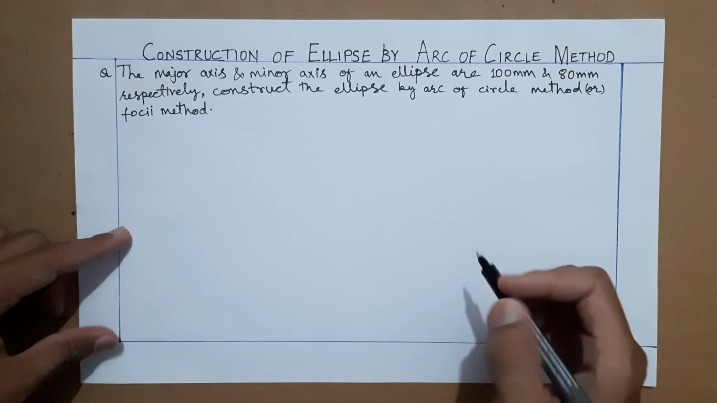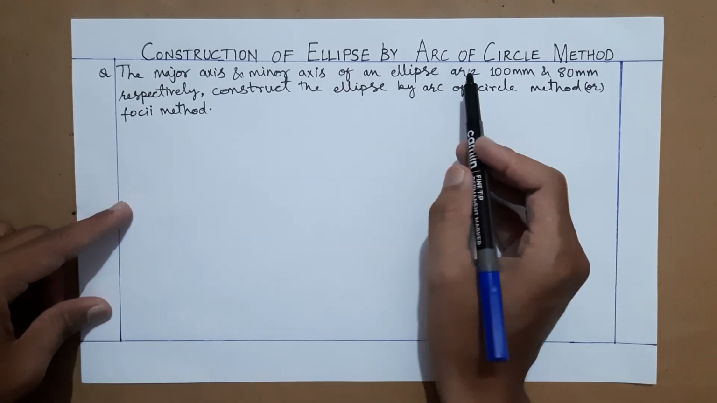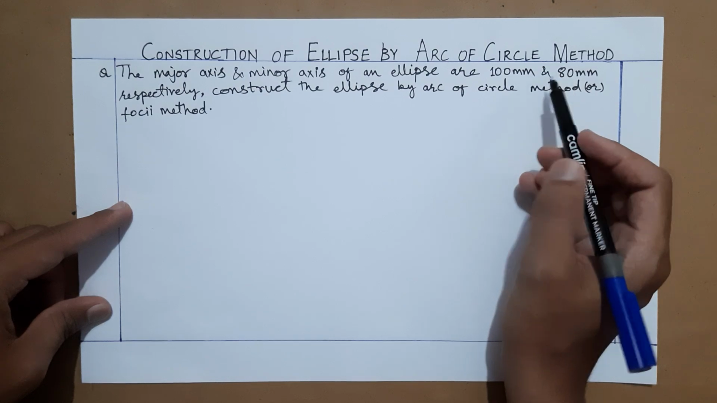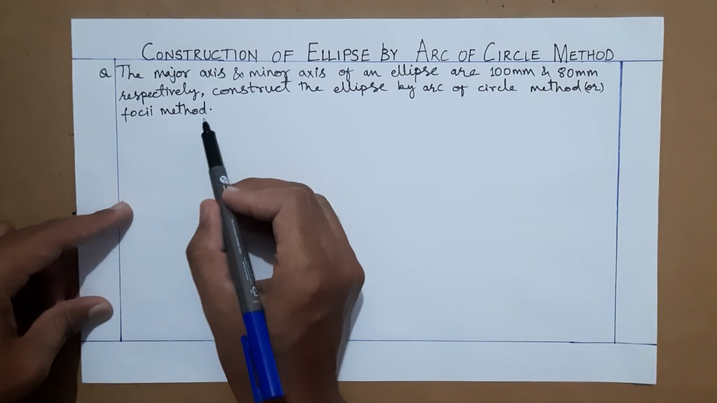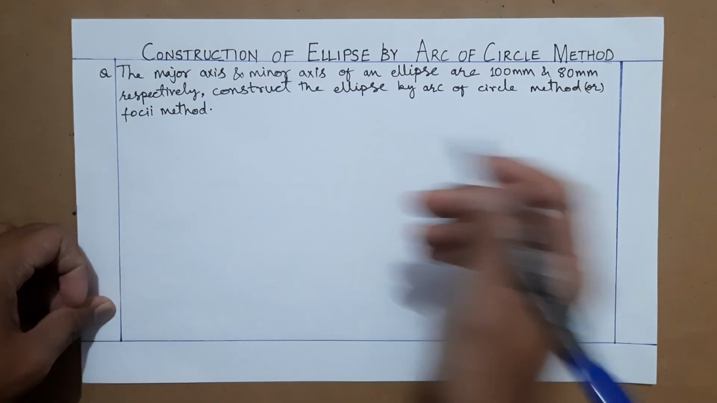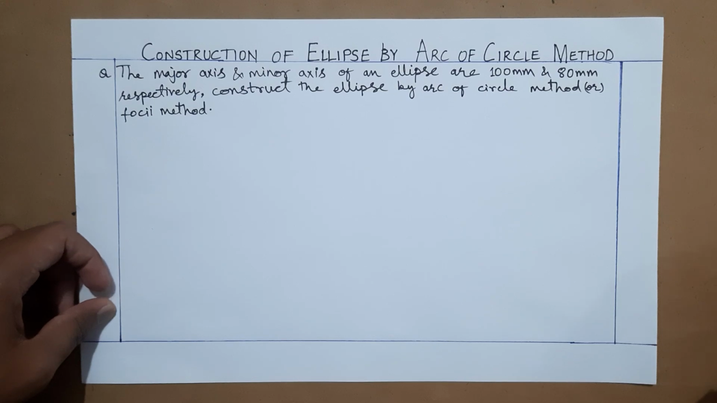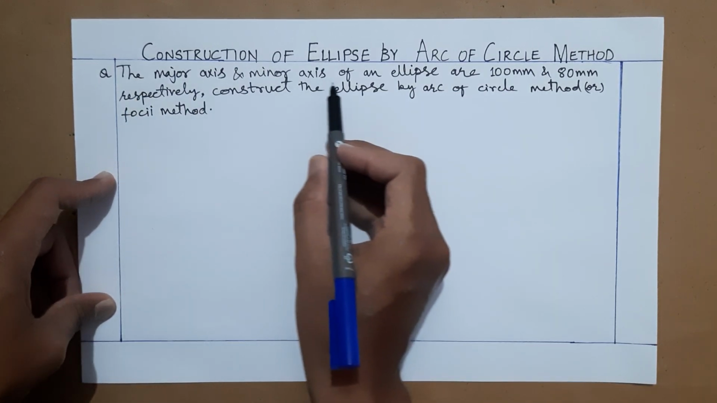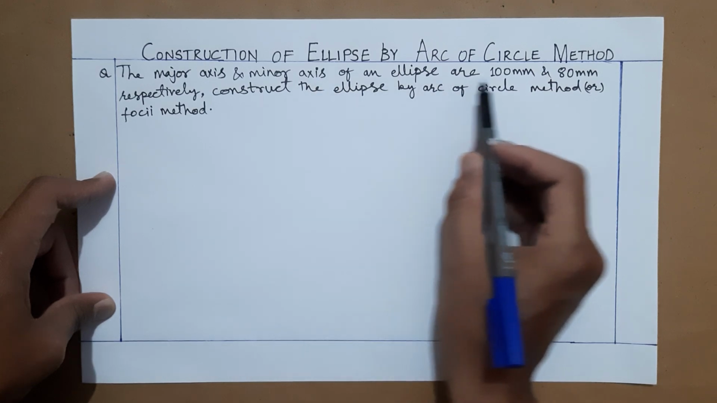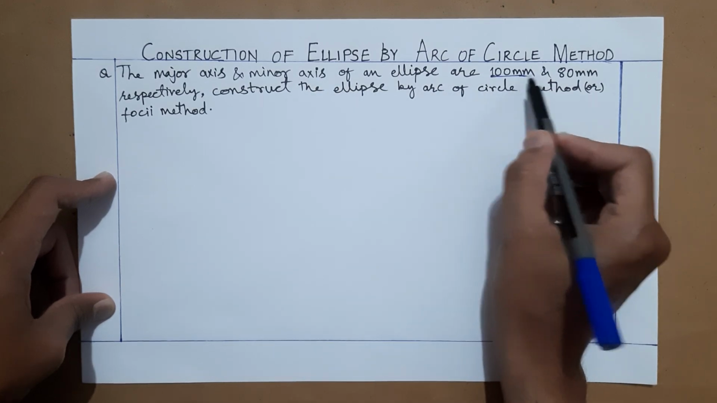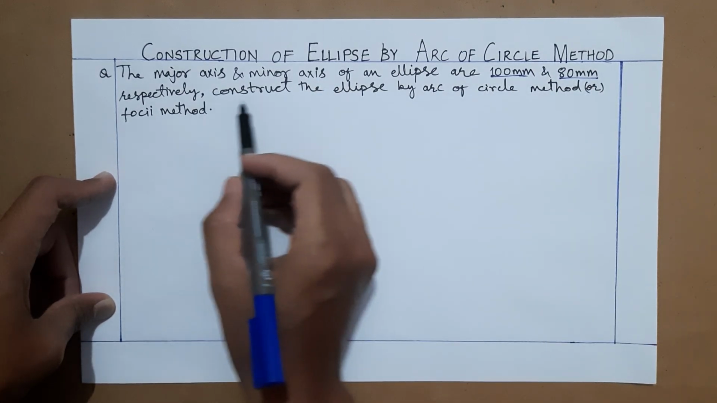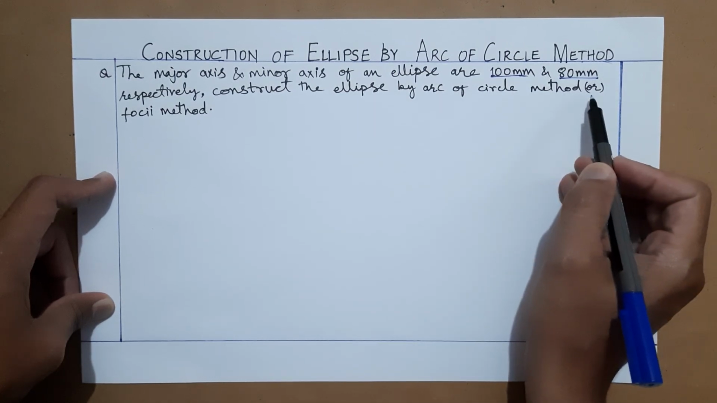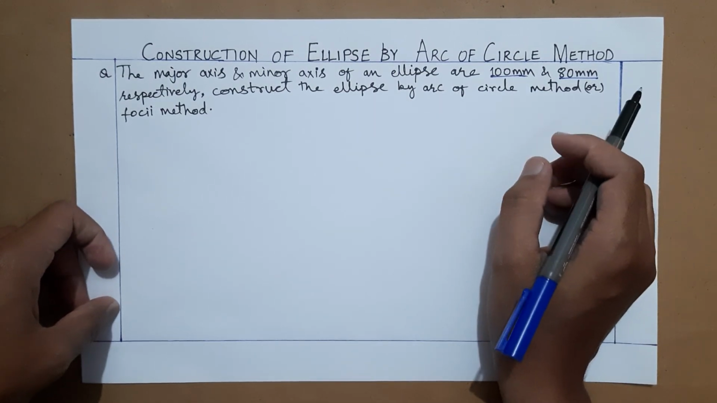In this video we will see how to construct an ellipse by the arc of circle method. This arc of circle method is also known as the foci method. Foci is the plural of focus. So let us see what they are saying in the question. The major and minor axis given are 100 mm and 80 mm. Then what we have to do is construct the ellipse by the arc of circle method. So let us see what steps are involved.